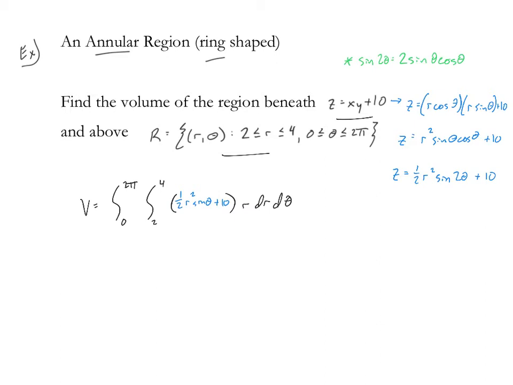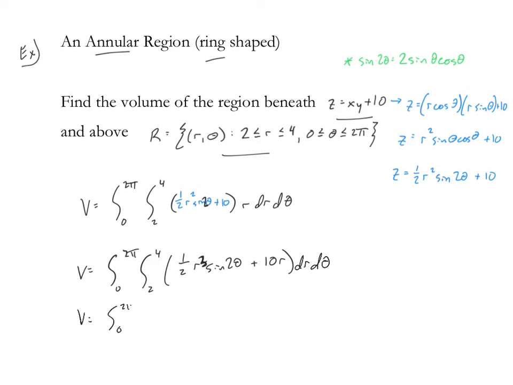Okay, so our next step, we're going to distribute that r into the parentheses. So we have the integral from 0 to 2 pi, and then the integral from 2 to 4, 1/2 r squared sine of 2 theta. Oh, that should be an r cubed. Oh, I just noticed 2 mistakes. That should be an r cubed sine 2 theta, and I lost my 2 in the previous step. That was a sine of 2 theta. Plus 10r dr d theta.